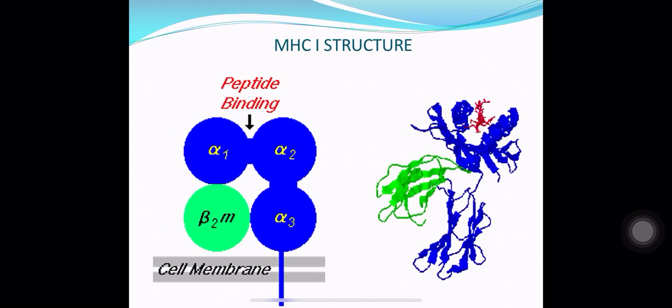Just observe that between alpha 1 and alpha 2 there is a groove, and in that groove there is a pink colored thread-like structure. This pink colored thread-like structure is the peptide of the antigen bound in the groove meant for binding of the peptide. So the peptide binding groove is located between alpha 1 and alpha 2, where the antigenic peptides will bind.